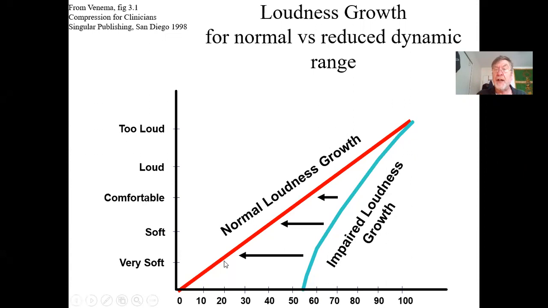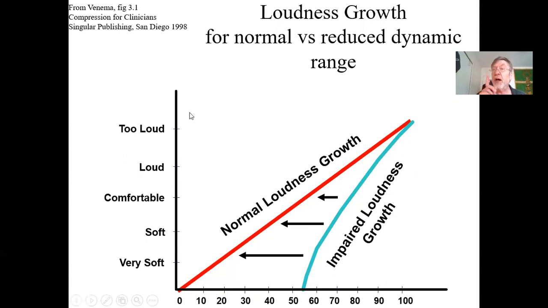Now look at the red 45-degree angle line. The red line is normal hearing. So for normal hearing, 10 decibels is very soft, 30 decibels is soft, 50 to 60 is comfortable, and 90 to 100 is too loud.